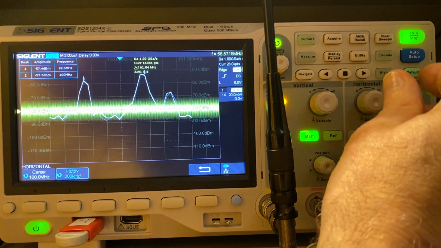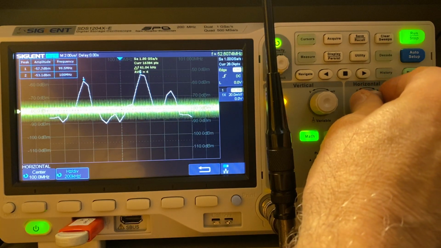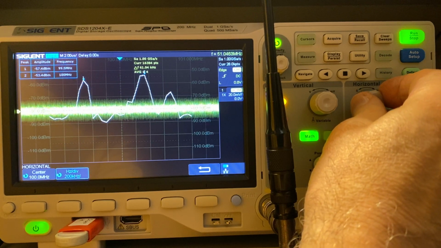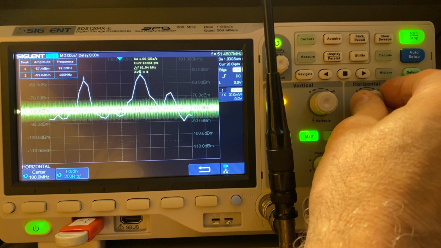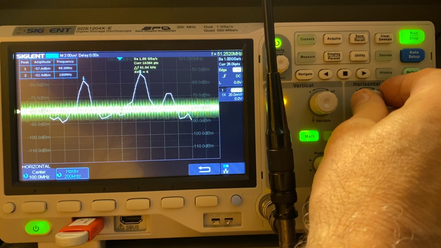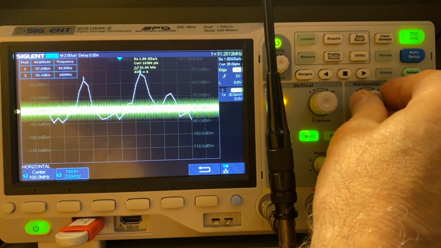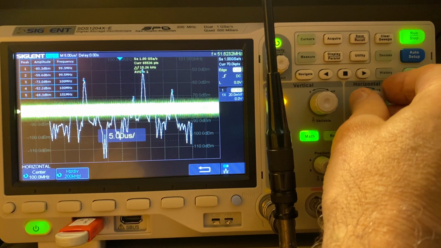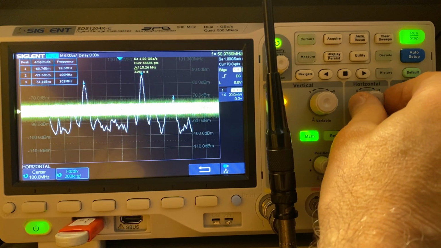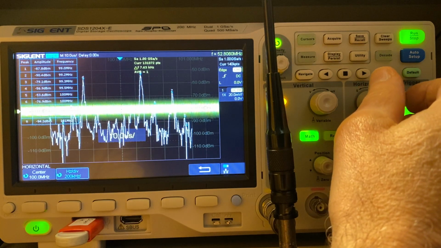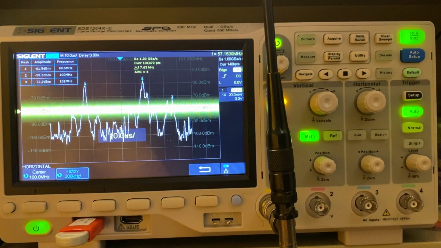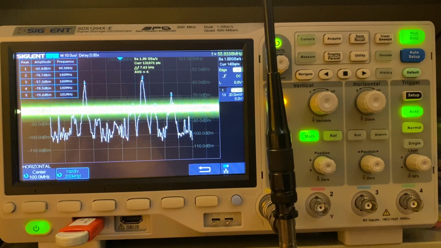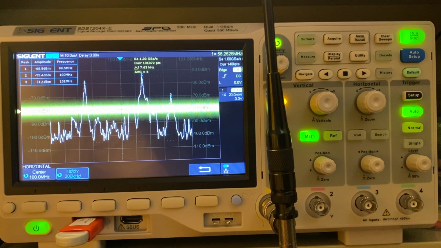Now you'll note we don't have very much resolution right now, and that's because our scan rate is too high for what we're doing. It doesn't collect enough samples per unit of time to do what we're trying to do. As we vary the sweep rate, however, we collect more and more samples. The price we pay is that the display takes longer and longer to update.